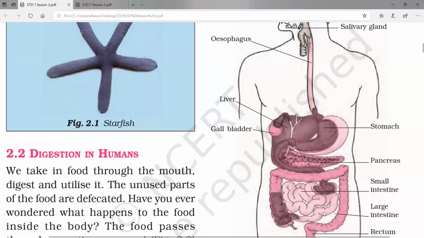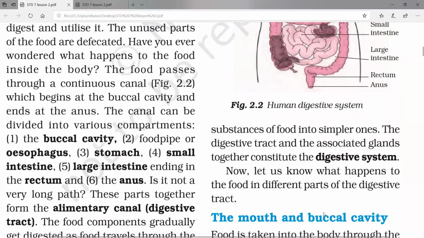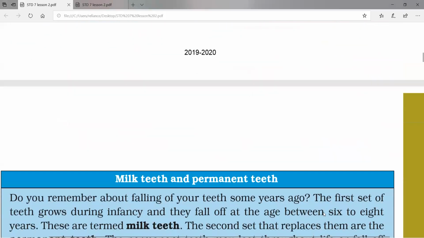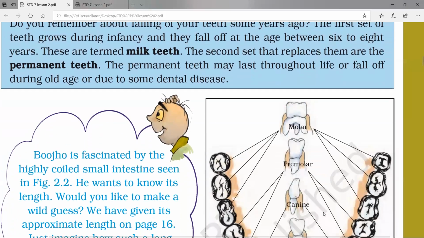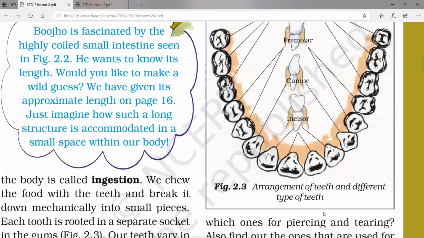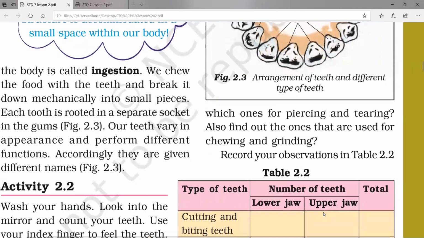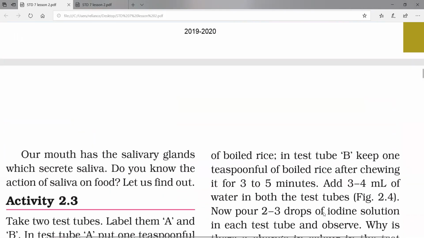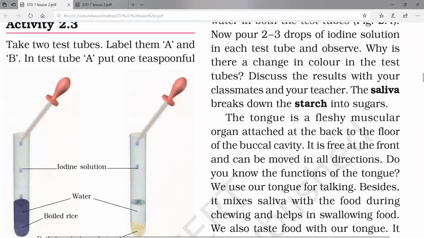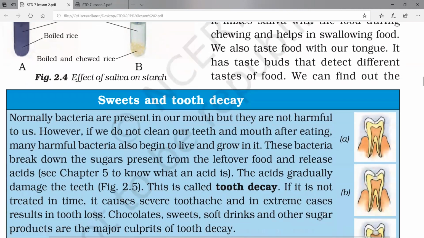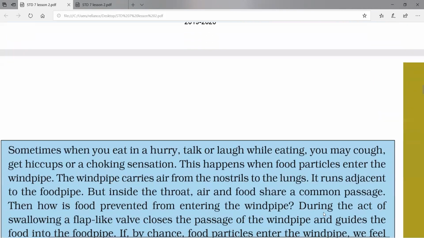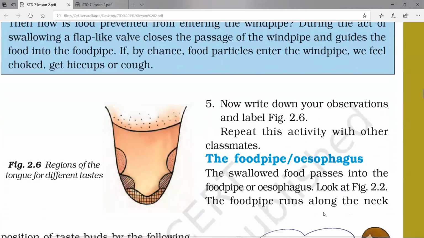They are broken down into products like this: carbohydrates will be broken down to simple sugars or glucose. Proteins will be broken down into amino acids. Fats will be broken down into fatty acids and glycerol. So here complete digestion of food is taking place.